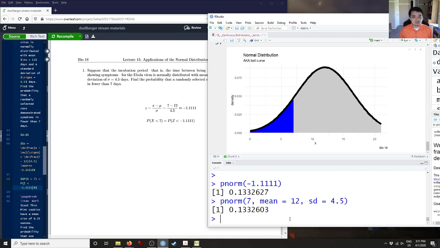There's a bit of a rounding error in the first number compared to the second number I computed. The second one is actually more accurate. But as you can see, what I did was I typed in x equals 7, the mean was 12, and the standard deviation was 4.5.